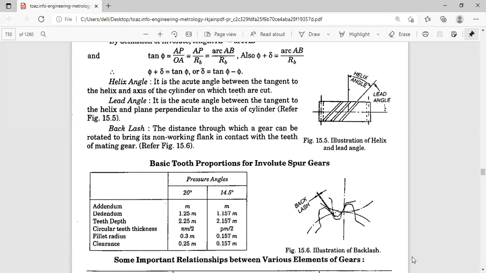In 15.6, you just try to see the illustration of backlash, because some say it is simply clearance, but that's not. Clearance is different and backlash is different. It's a vague term, just like entropy in thermodynamics.